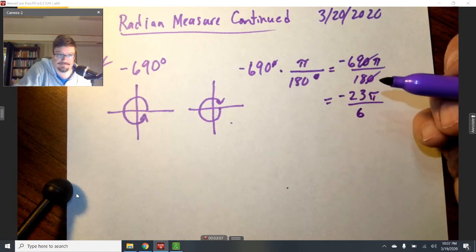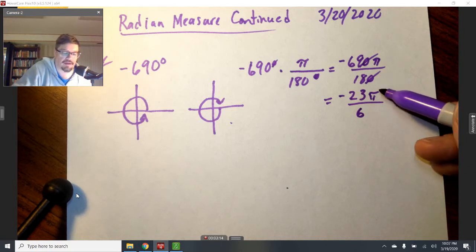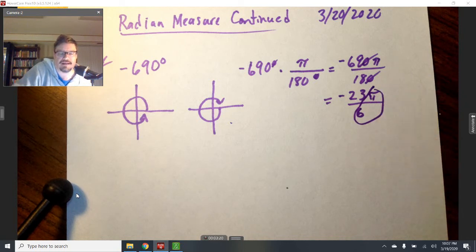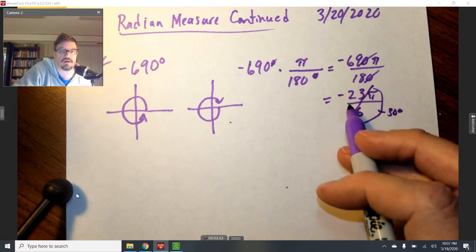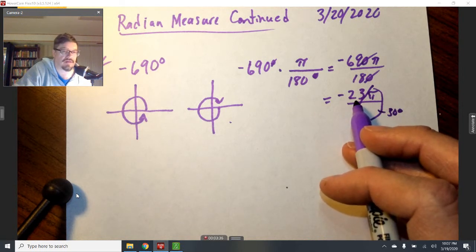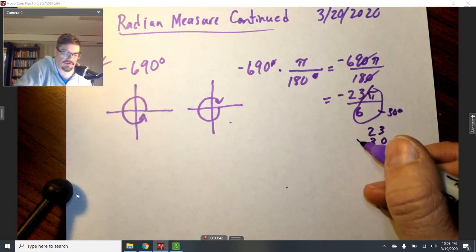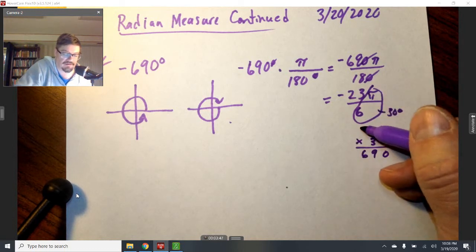Let me tell you that there's another way to look at this, and this is the point of the video. Pi over 6, this partition here, means that I took 180 degrees and divided it by 6. I hope you recognize that that's 30 degrees. Pi over 6 is a 30-degree partition. And how many 30 degrees do I have? Well, I've got negative 23 of them. I just want to show you something real quick. Watch what happens when I multiply 23 times 30. There's our 0, there's our 9, there's our 6. And because it's negative, we'll keep it negative.